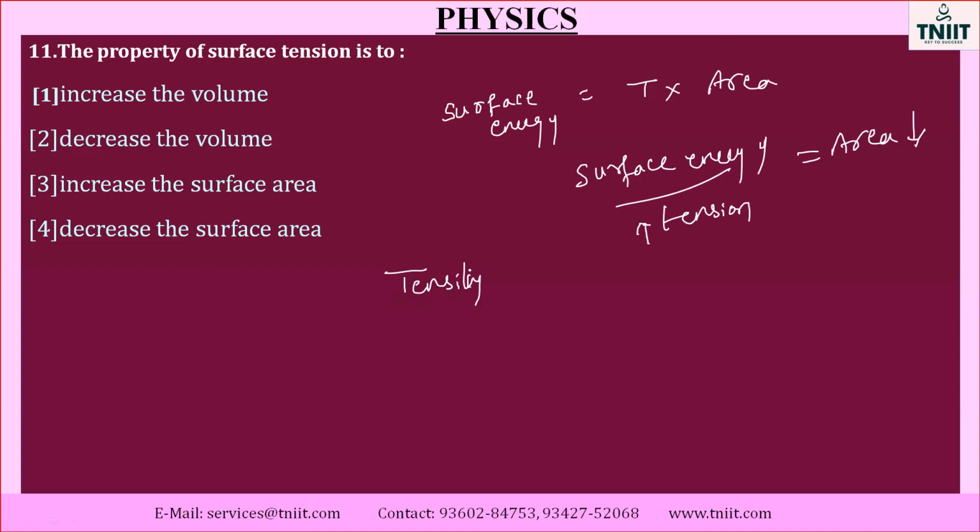Surface tension is the property of a fluid, isn't it? It is the property of a fluid where, when it is placed on a surface, it tries to occupy the minimum area. So surface tension is the property of the fluid where it tries to keep the minimum surface area on the drop. The surface tension keeps decreasing the surface area.